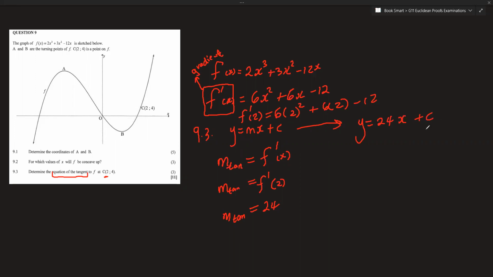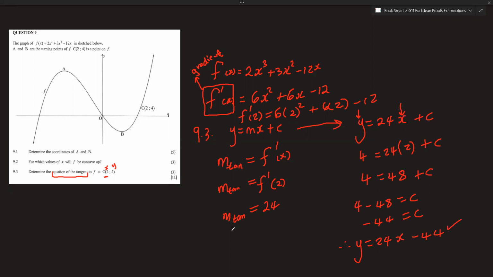To get c, it's always simple. You take the point, you put the x value here, you put the y value here. So the point that we're going to take, my x is 2, my y is 4. So where there's y, I'm going to replace it by 4. Then 24. Where there's x, I'm going to replace it by 2. Then I have 4 equals 48 plus c. 4 minus 48 equals c. Then negative 44 equals c. Therefore, the equation of the tangent is 24x minus 44. And then you should get your 3 marks there.